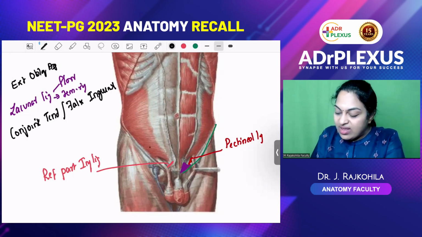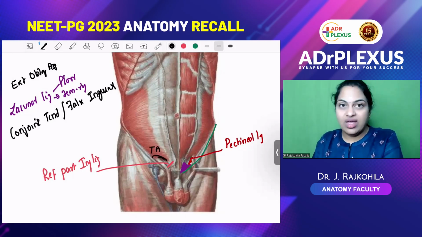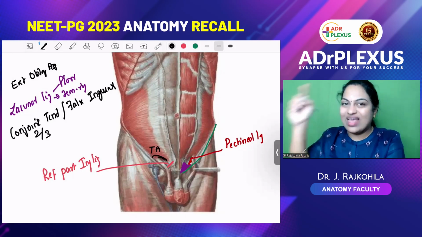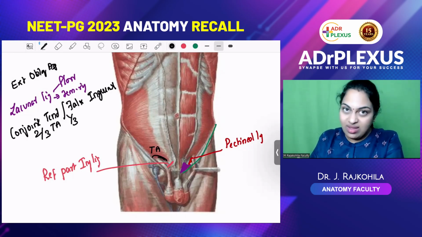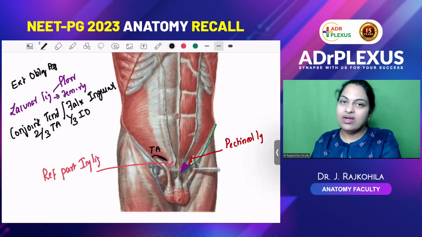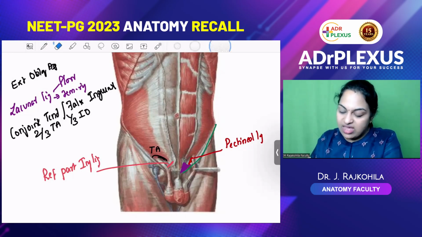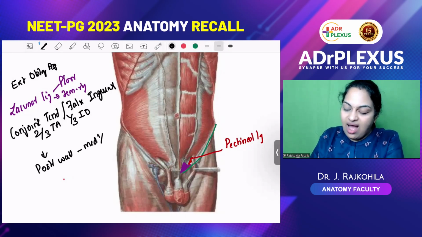You can see these are the fibers of transverse abdominis arching over, forming the roof of the inguinal canal. So 2/3 of the conjoint tendon is formed by the inguinal fibers of transverse abdominis and 1/3 by the internal oblique aponeurosis. Now this is going to come and insert into the pubic tubercle, pubic symphysis. And what is its relation? It is going to form the posterior wall of the inguinal canal, medial half.